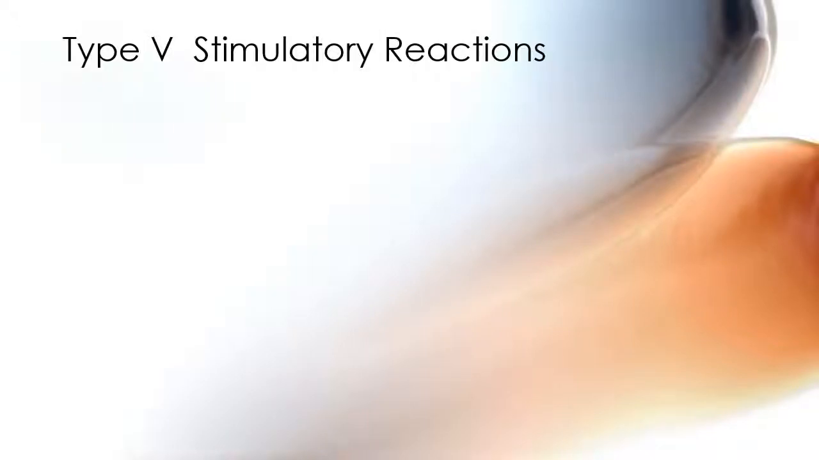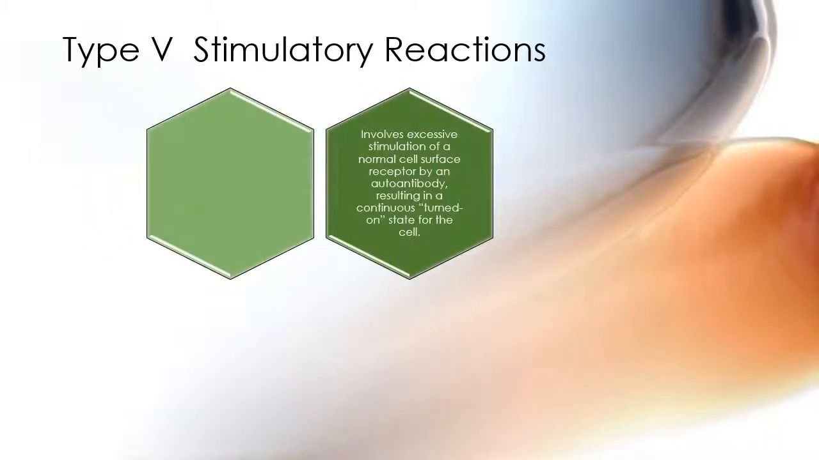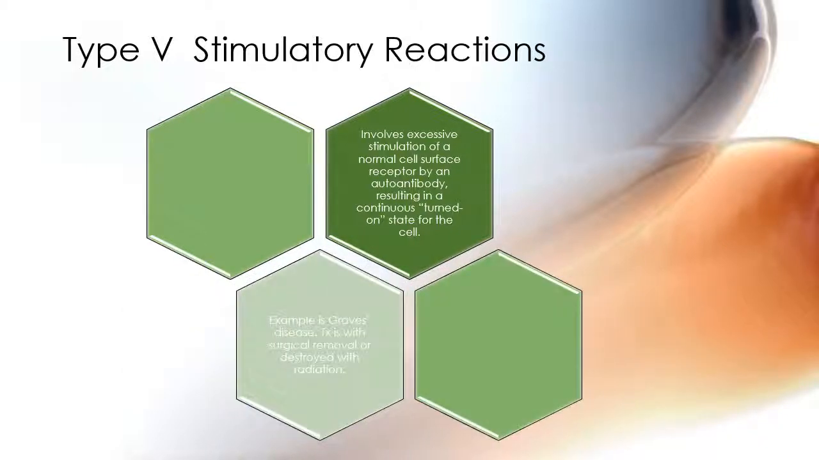Okay, now we're going to discuss type 5, which is a stimulatory reaction. It involves excessive stimulation of a normal cell surface receptor by an autoantibody, resulting in a continuous turn-on switch state for the cell. An example is Graves' disease, and treatment is usually done with surgical removal of the cells or destroying cells with radiation.